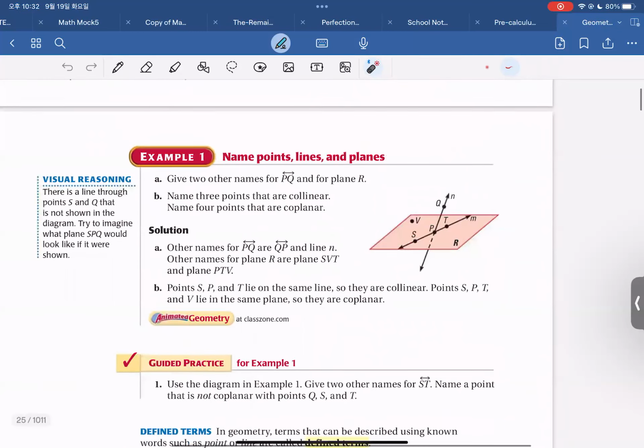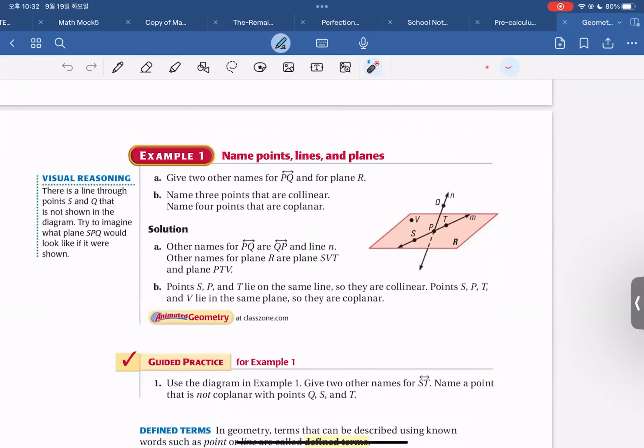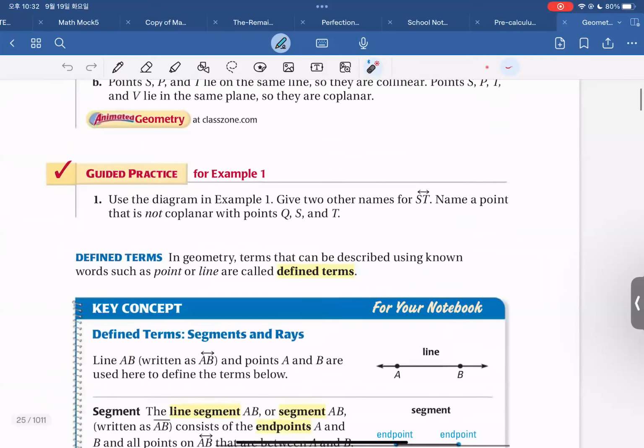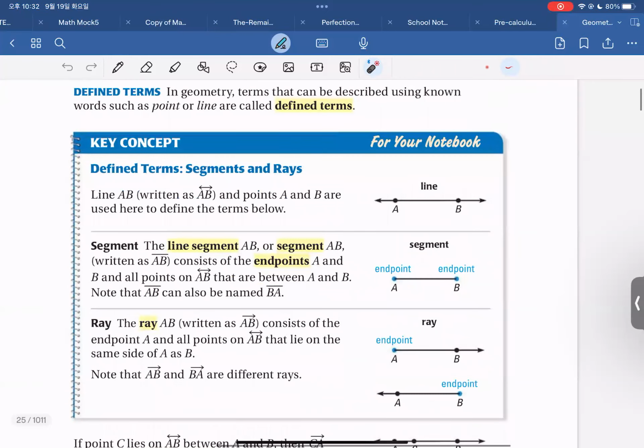But let's look at some examples. If you look at naming points, lines, and planes, it's pretty clear. If you give two other names for PQ, for the plane R, let's look at PQ, it's just here. Then you can also say QP because they're on the same line n, and so on. I think you can get these because it's really just the idea of collinear and coplanar, which is pretty straightforward, I'd say.